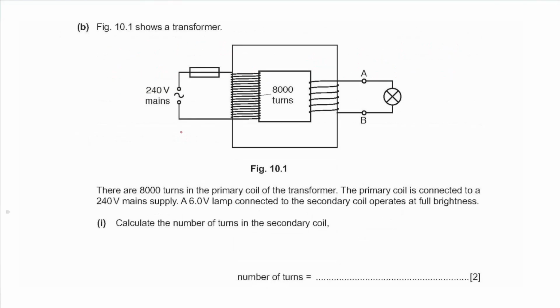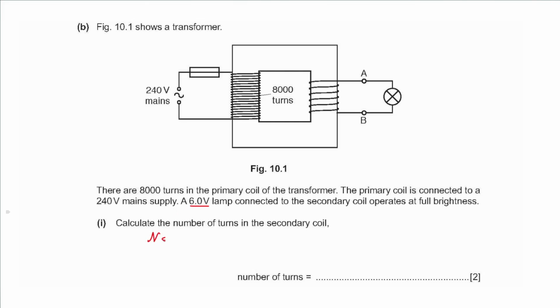Part B says figure 10.1 shows a transformer. There are 8,000 turns in the primary coil of the transformer. The primary coil is connected to a 240 volt mains supply. A 6 volt lamp is connected to the secondary coil and operates at full brightness. That means that it takes 6 volts from the secondary coil. Calculate the number of turns on the secondary coil.